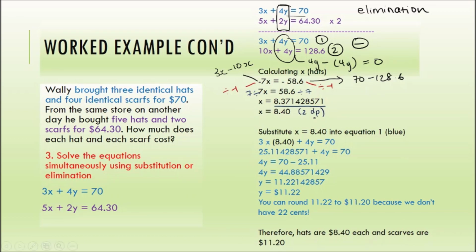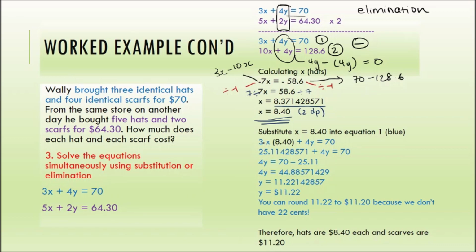Normally speaking, questions really like 2 decimal places, which is why I've done so. So after you've got your x equals 8.40, you're calculating hats. So x hat equals 8.40. You need to substitute x equals 8.40 into any of the equations. I've just picked blue because I felt like it. You could do it in the purple equation too, that's fine. You're going to get the same number regardless, because that's the idea of simultaneous equations.